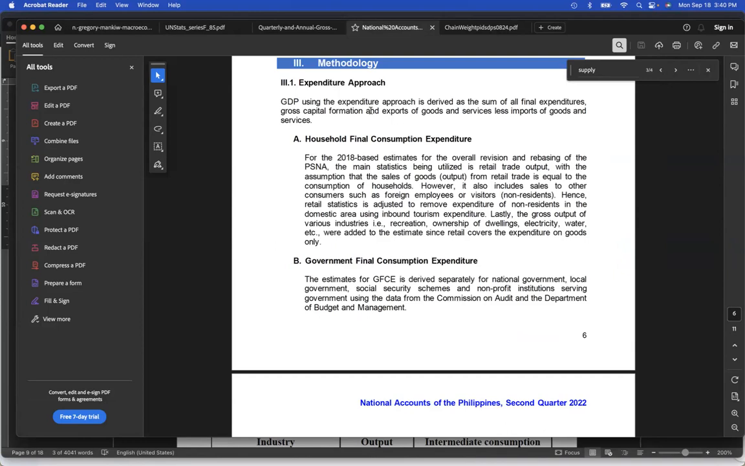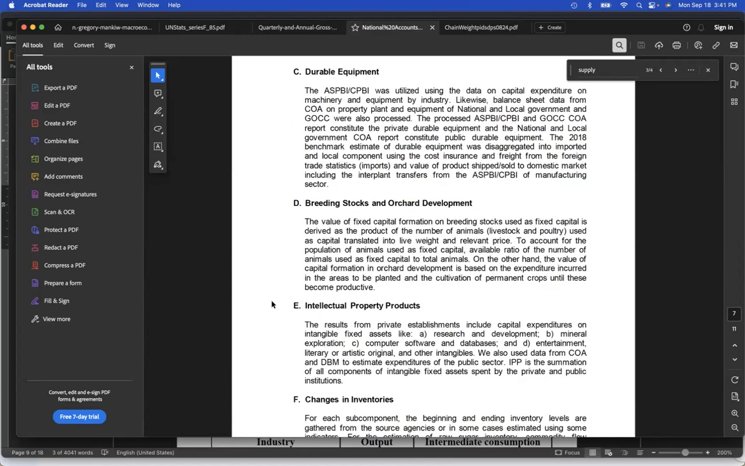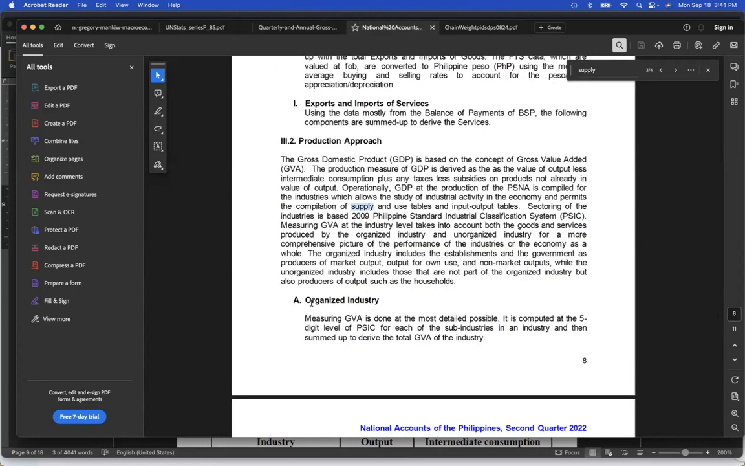And then here, expenditure approach, right? This is the methodology. This is how they do it, with the assumption that sales of goods from retail trade is equal to the consumption of households. It also includes sales to other consumers, and so on. So this paragraph here is basically a summary of the supply and use tables that we were just talking about earlier. And same thing for government consumption, and so on and so forth. So they produce the total GDP and then they assign them using these rules. All right. So that's this document.